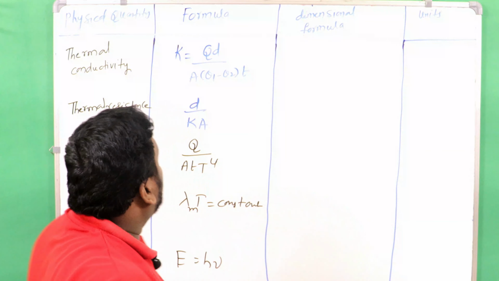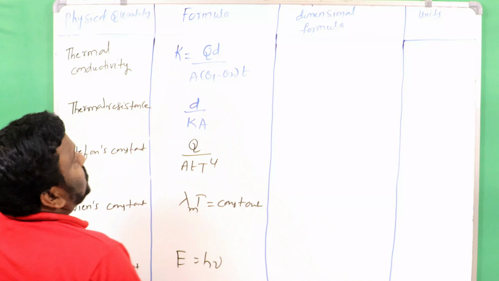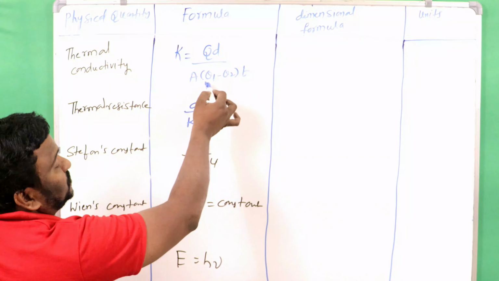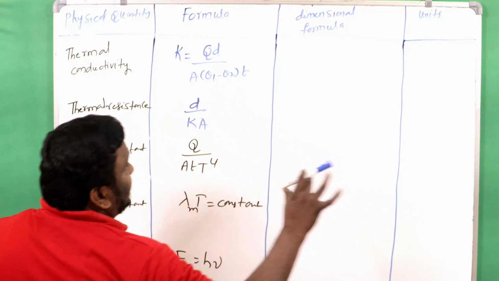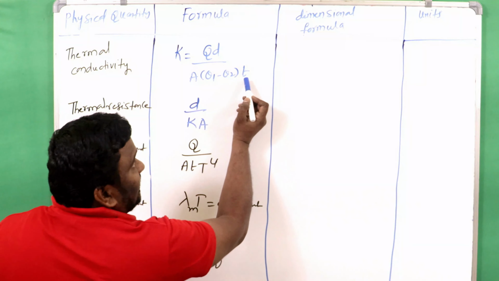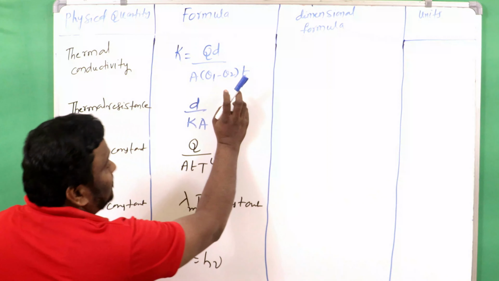See the next one, thermal conductivity. The formula is K is equals to Q D by A into (theta 1 minus theta 2) into T. Q is the energy, D is the length or distance, A is the area, and T is the time, and theta 1 minus theta 2 is the temperature difference.